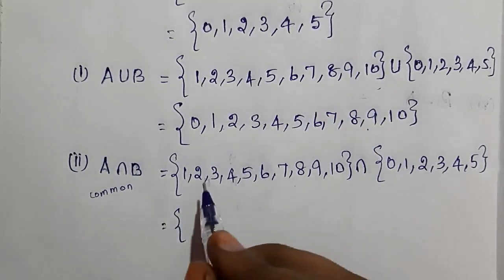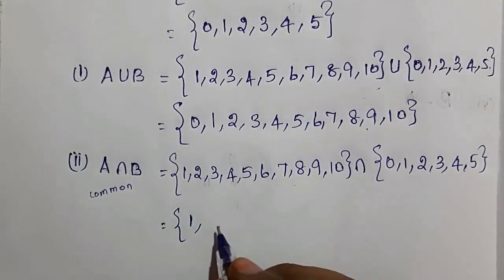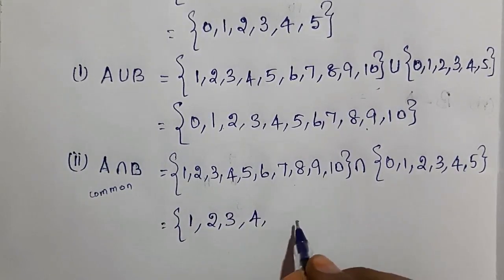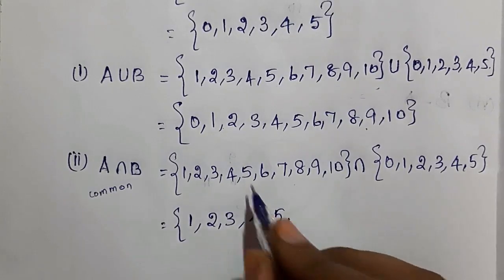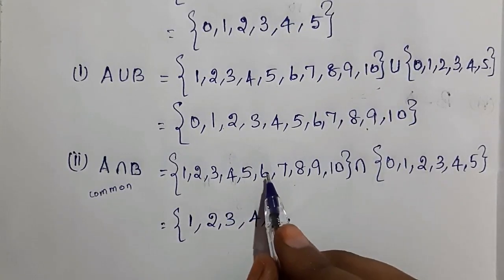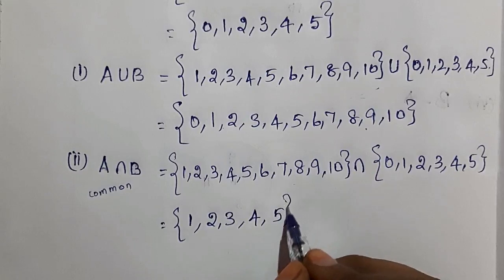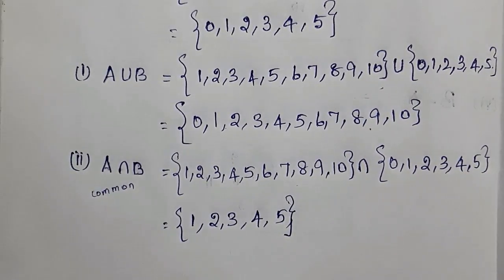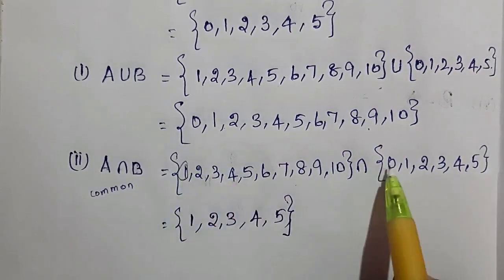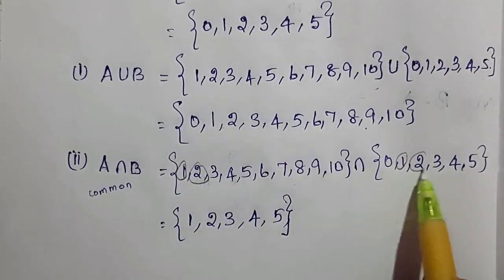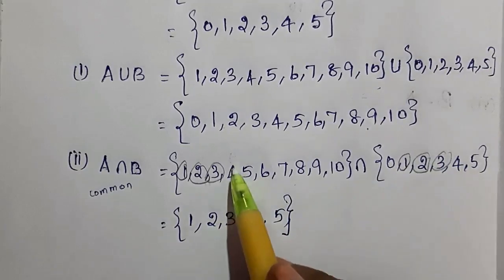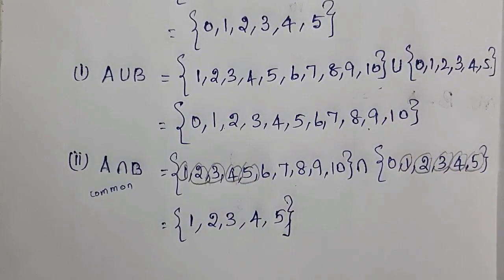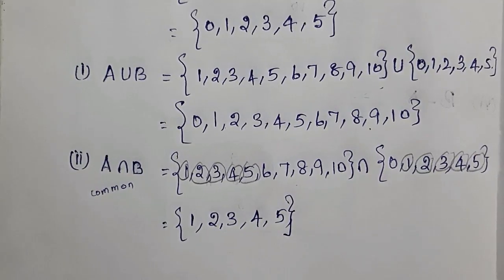So 1 is in both sets. So we can write 1. 2 is also in both sets. 3 also in both sets. 4 also in both sets. 5 is also here and there. Then 6 is only here. So the remaining elements we could not find in both sets. So intersection means we have to write only the common elements. The common elements are 1, 2, 3, 4 and 5. Remaining elements you cannot find. Okay. So it is A intersection B.